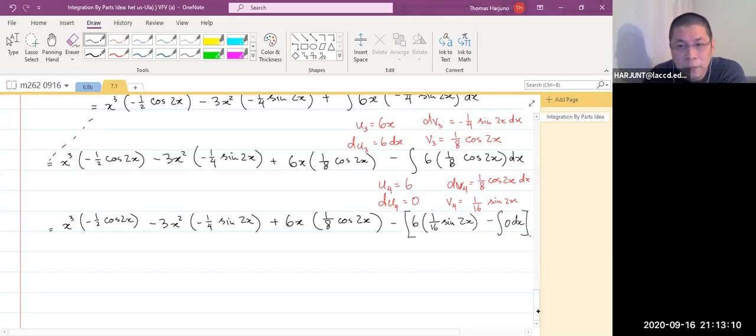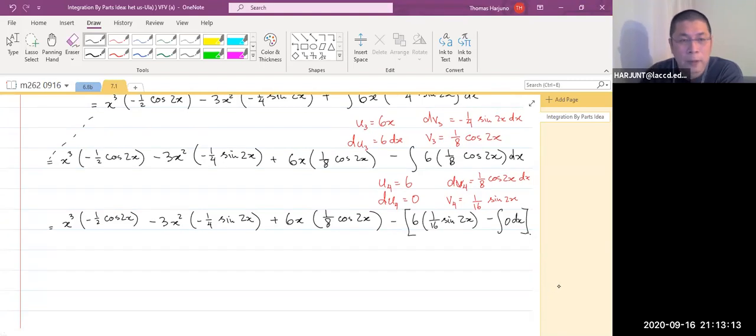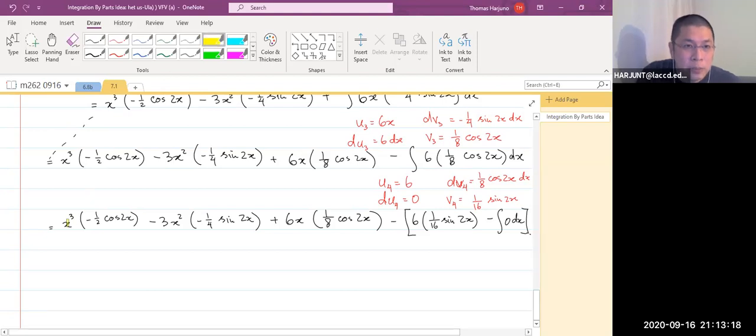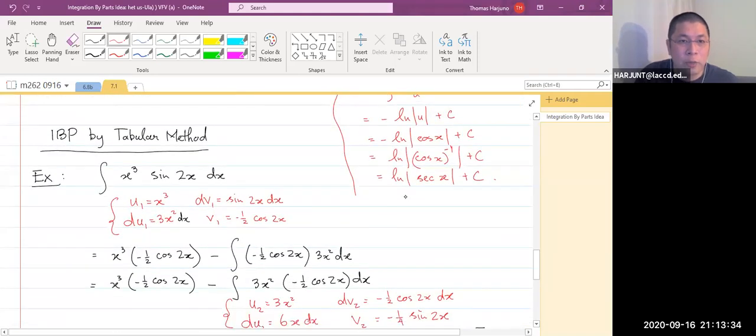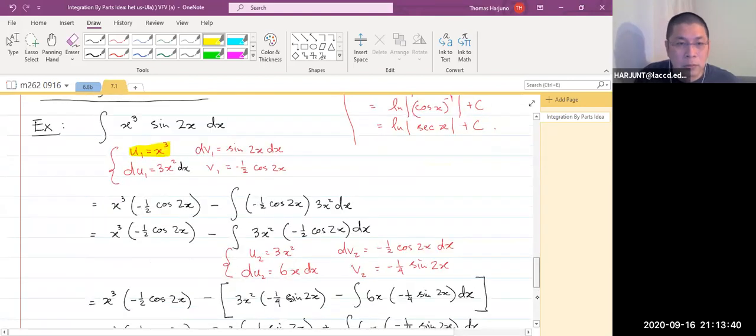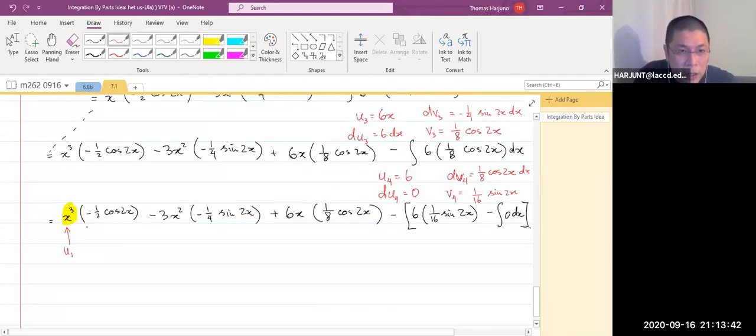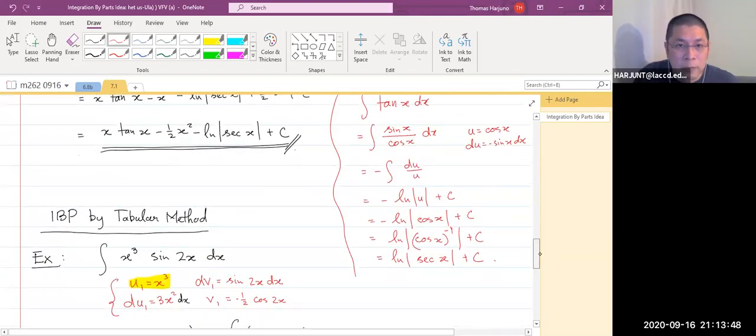Now imagine if you notice that this is my very original u. This is my u1. That's my u1. Right? Do you see that? X cubed is my u1. While this guy here is v1.